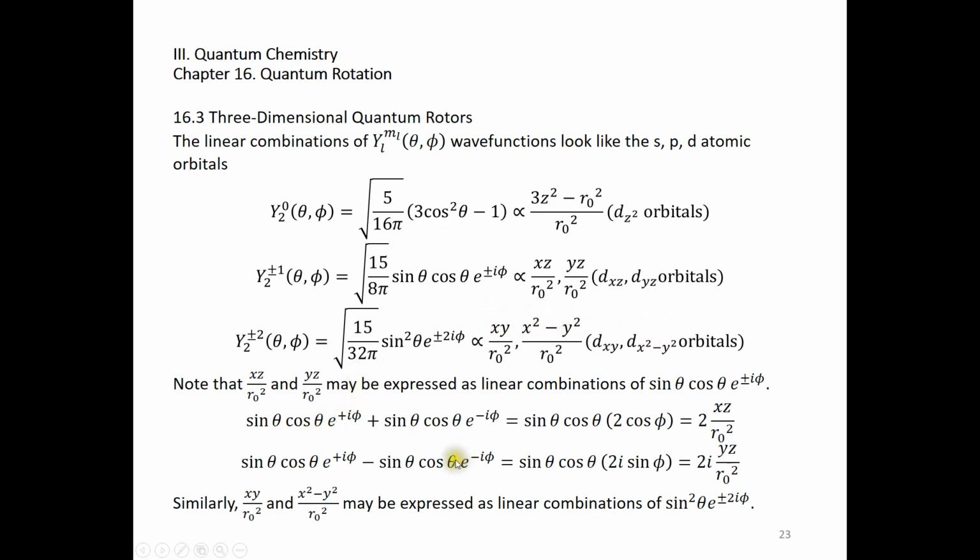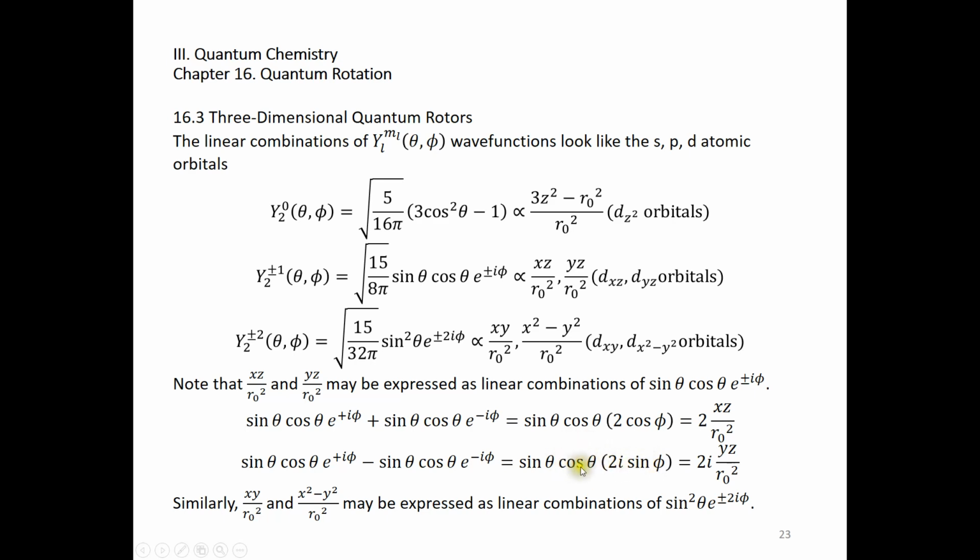I'm just showing you some mathematical derivation here. xz and yz can be expressed as a linear combination of these two complex functions. So we can add up these two complex functions. We get sine theta, cosine theta, and then 2 cosine phi, and it corresponds to just the xz orbital. It's proportional to x and z. We can take the difference between these two, and we get sine theta, cosine theta, and then 2i sine phi.